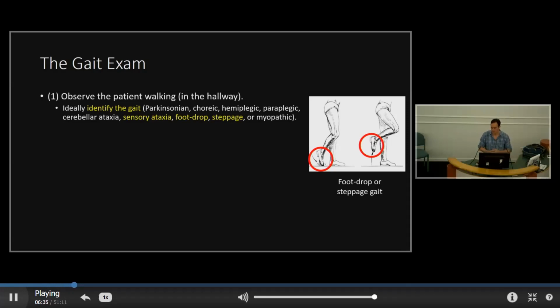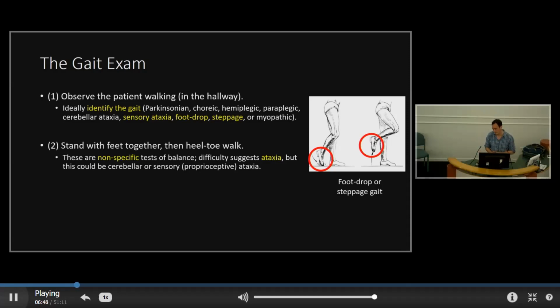So there are 9 gaits. I just covered them very quickly because we're going to focus on neuropathy today. But if you know those 9 gaits, you can ace the gait exam because the observation part is 90% of it. That being said, there are 4 other steps.